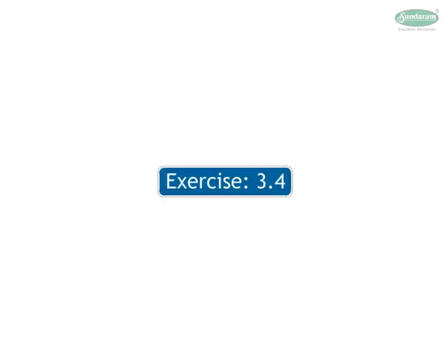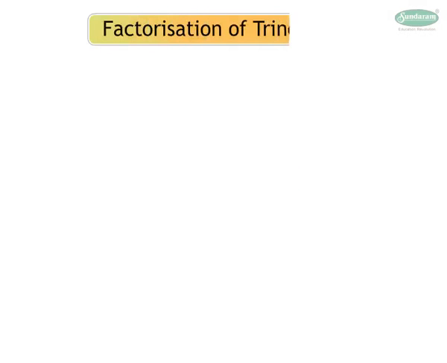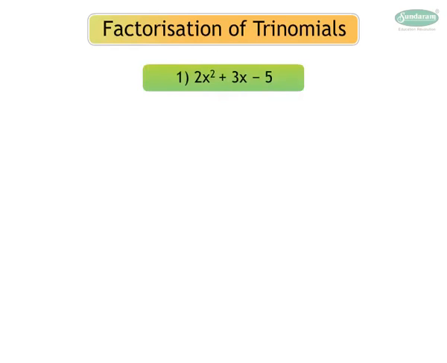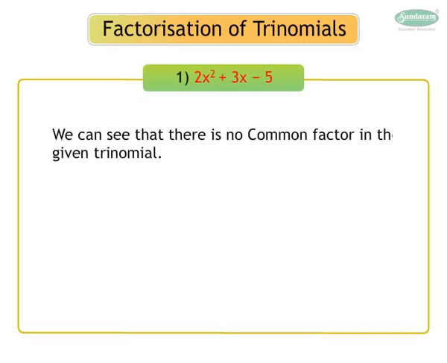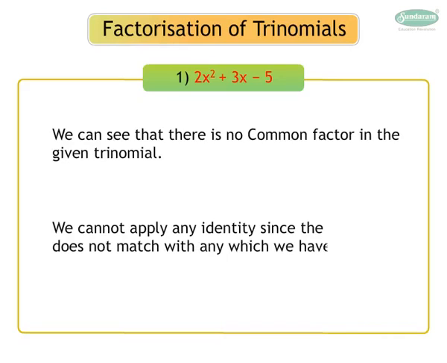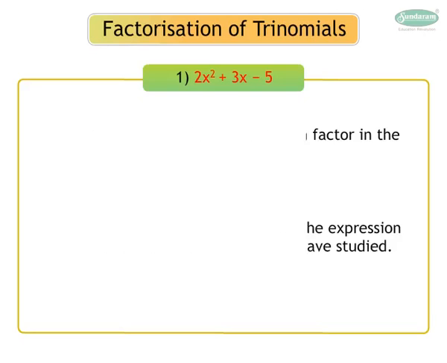Exercise 3.4. Factorization of trinomials. Let us factorize trinomial expressions. Let us take question 1. 2x² + 3x - 5. We can see that there is no common factor in the given trinomial. We cannot apply any identity since the expression does not match with any which we have studied.